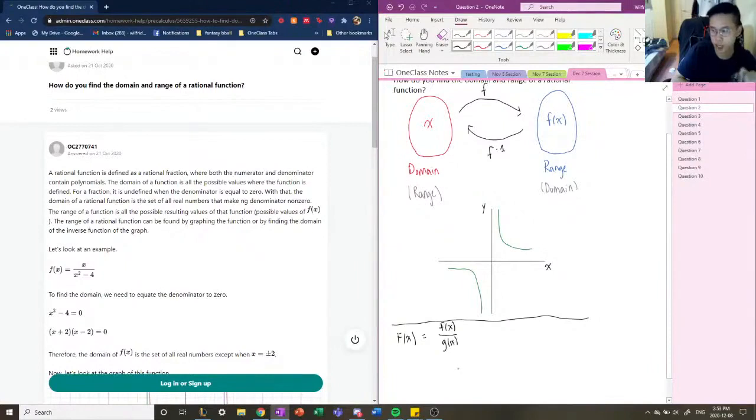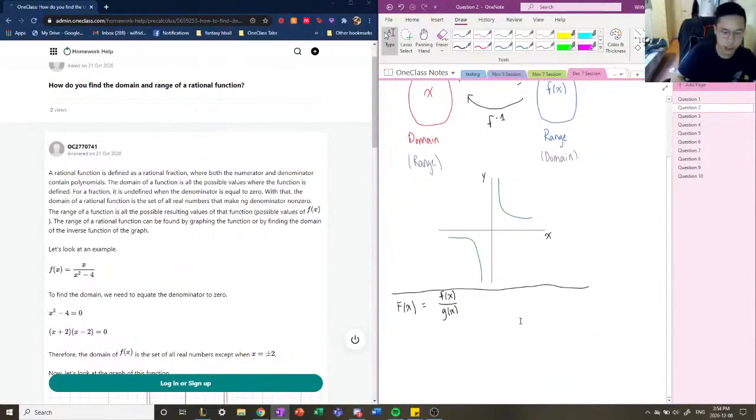So to find the domain of a rational function, we have to figure out the cases where the denominator of it is equal to 0. So that's the key to this, okay? Then the junior tutor expands, saying the range of a rational function can be found by graphing the function or by finding the domain of the inverse function of the graph, okay? And then the junior tutor uses an example, and we'll go through the example now.